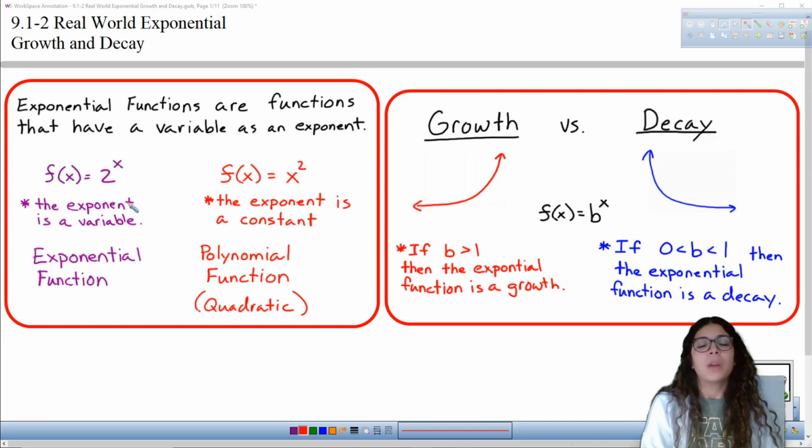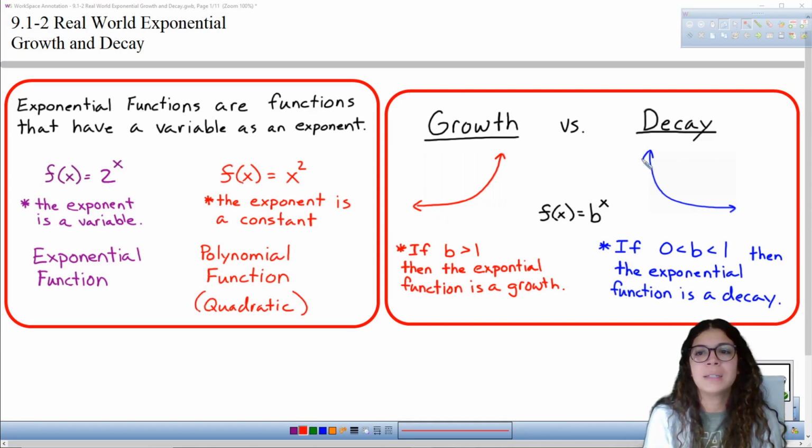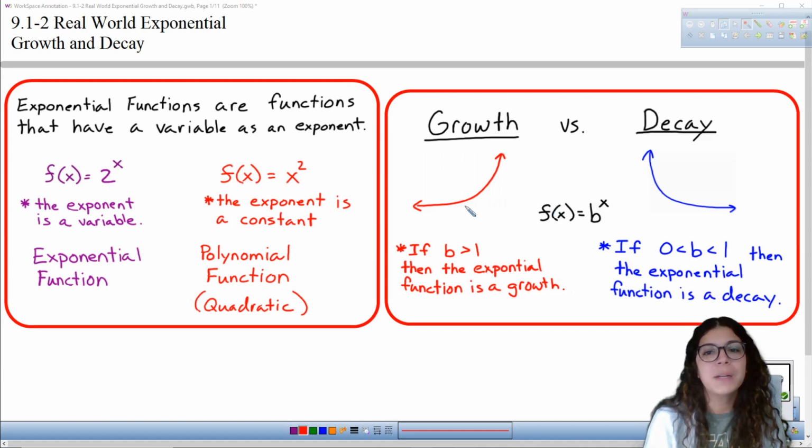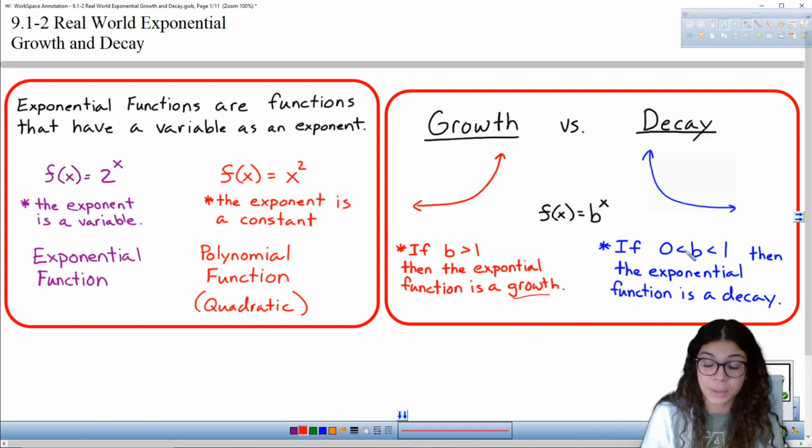Okay? Now, we have two different types of exponential functions that we're going to be looking at today, growth and decay. All right? Now, exponential growth and decay, you know whether it's growth or decay based on the base of the exponent. So whatever this base value is will tell you whether it is growth or decay. If b is bigger than 1, then the exponential function is growth. If b is less than 1, bigger than 0, then you have exponential decay.